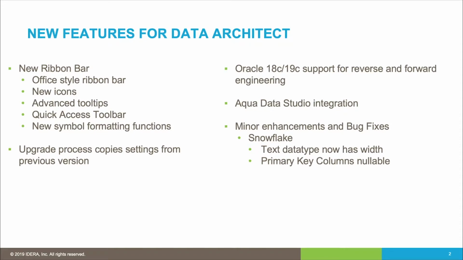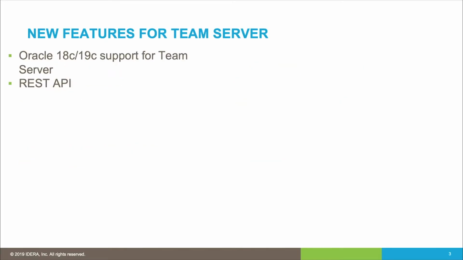And then the last one there, we've got some minor enhancements and bug fixes, some little things around Snowflake that we can talk about. We've also got some new features in Team Server. Again, Oracle 18C, 19C: you can now deploy Team Server onto an Oracle 18C or 19C platform. We've also made some changes to our REST API, adding some new capabilities and some improvements to performance around the REST API as well.